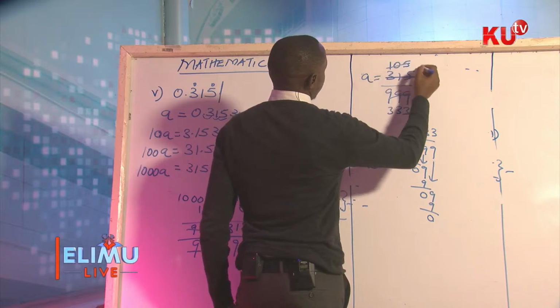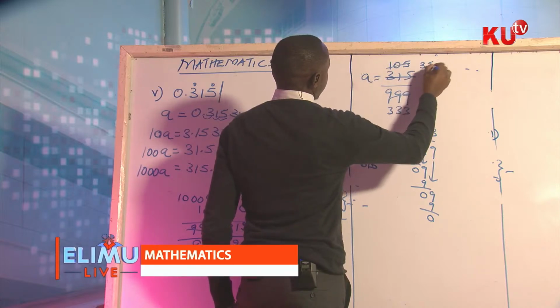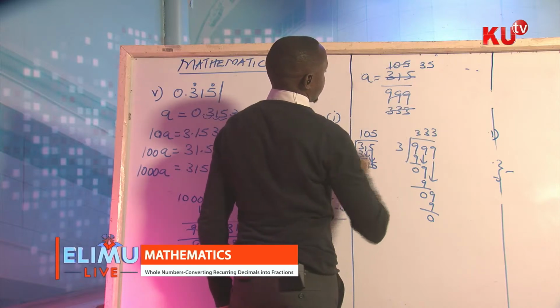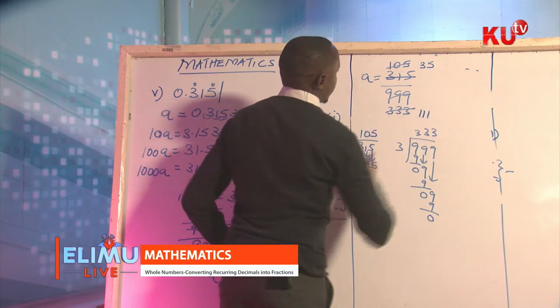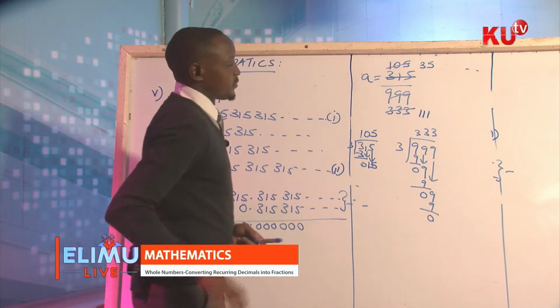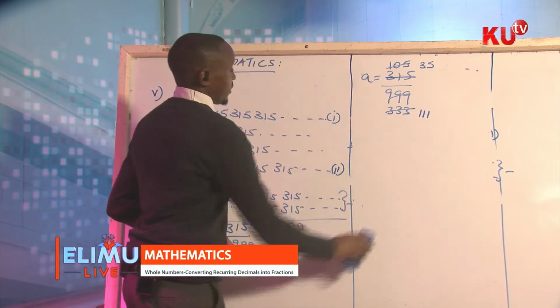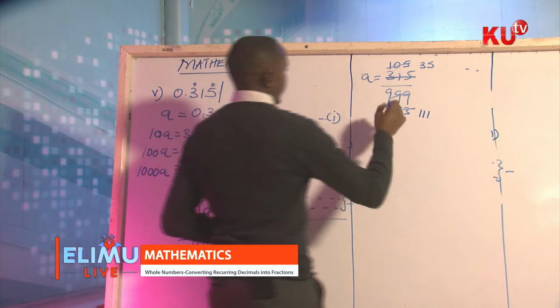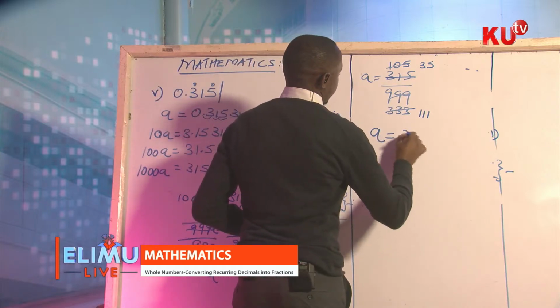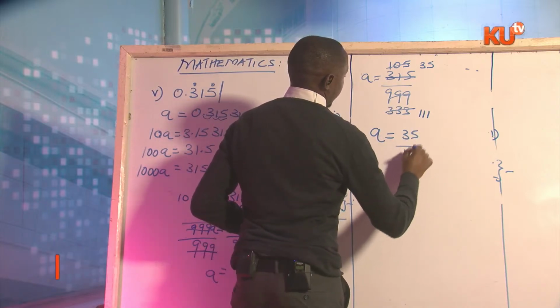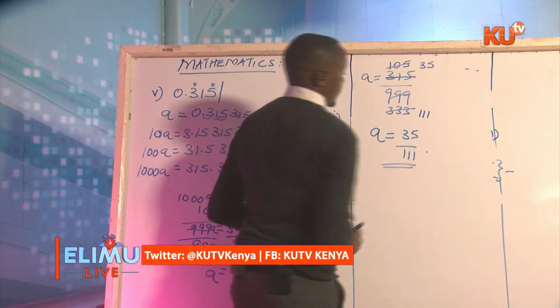When you divide 105 by 3, you'll get 35. And when you divide 333 by 3, you get 111. And therefore, that becomes the end of our fraction because they don't share anything in common. Therefore, our A will be 35 all over 111.